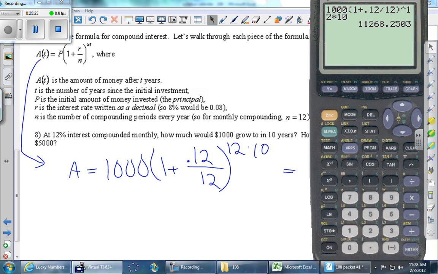Okay, I got $11,000. Is that right? No? Yeah, so I made a mistake that's really easy to make because this 12 times 10, when I write it, does not require parentheses. But that's because I can write it up there, and every one of you can see it up there. Calculator can't see that. So what I need to do is put parentheses around this whole power. That's how we need to type it. Really sneaky, because you need parentheses on the calculator when sometimes you don't need them when you write it.